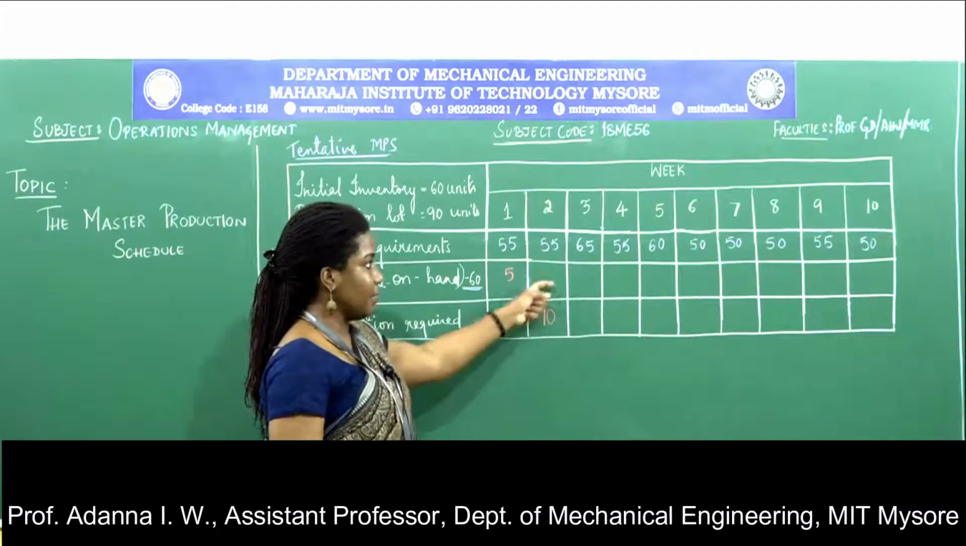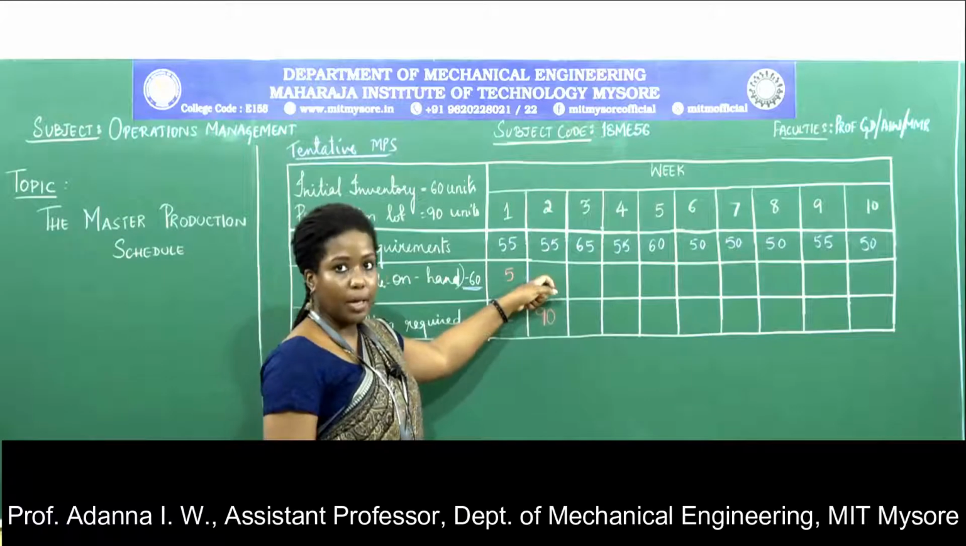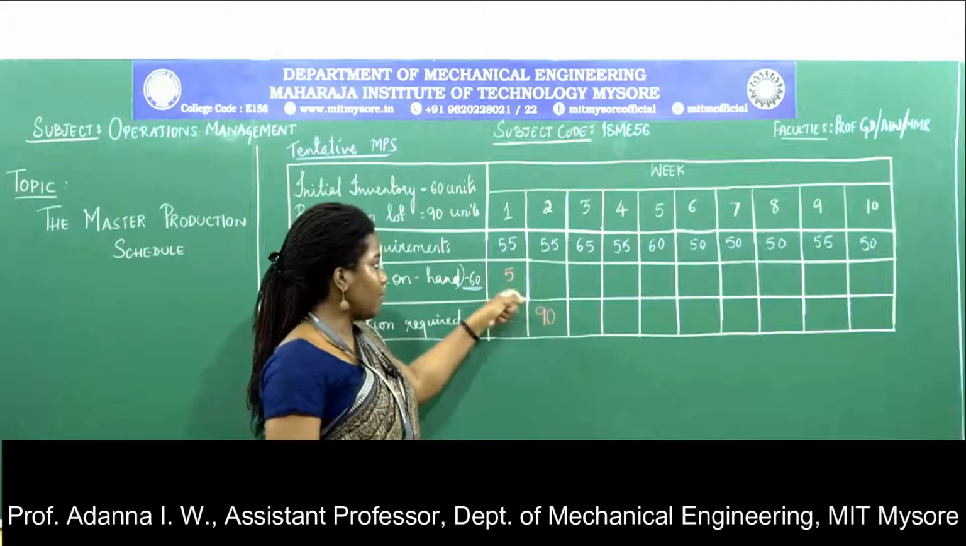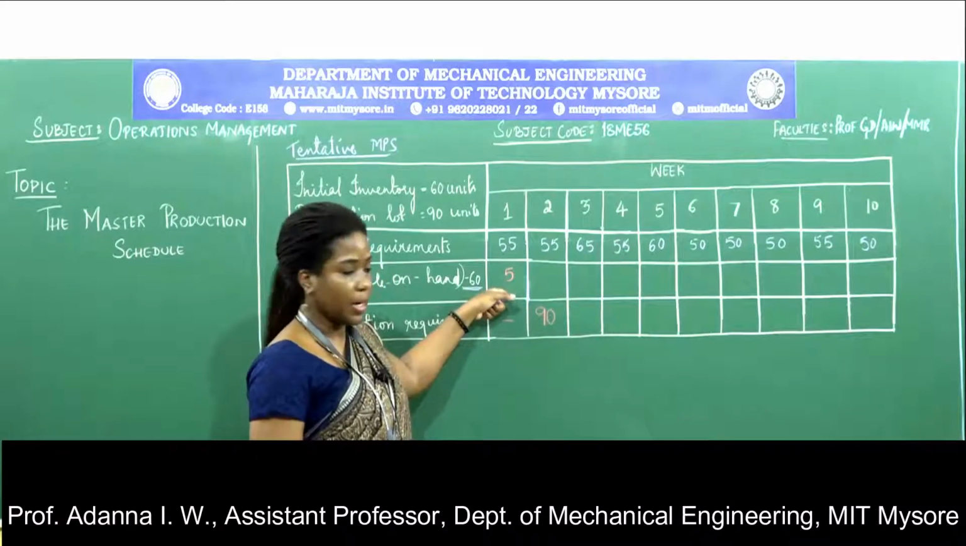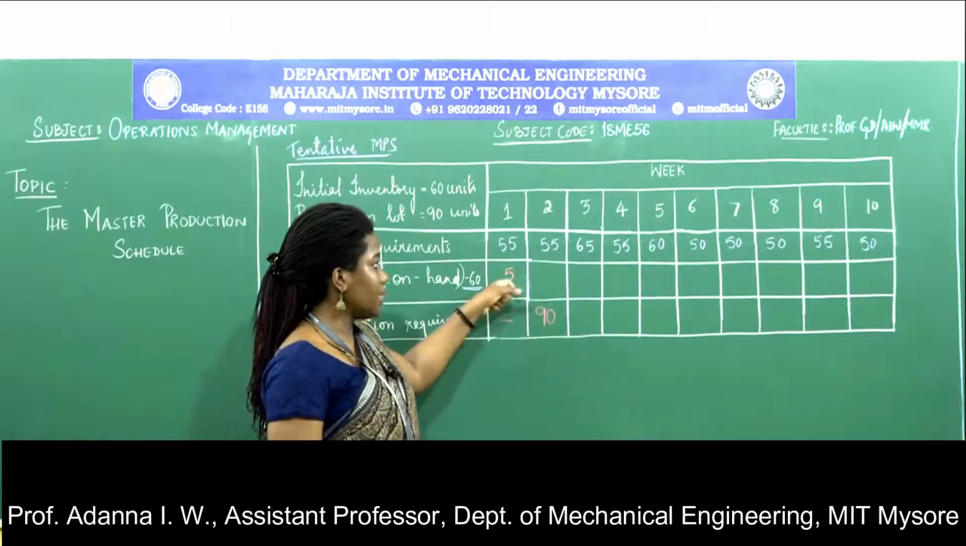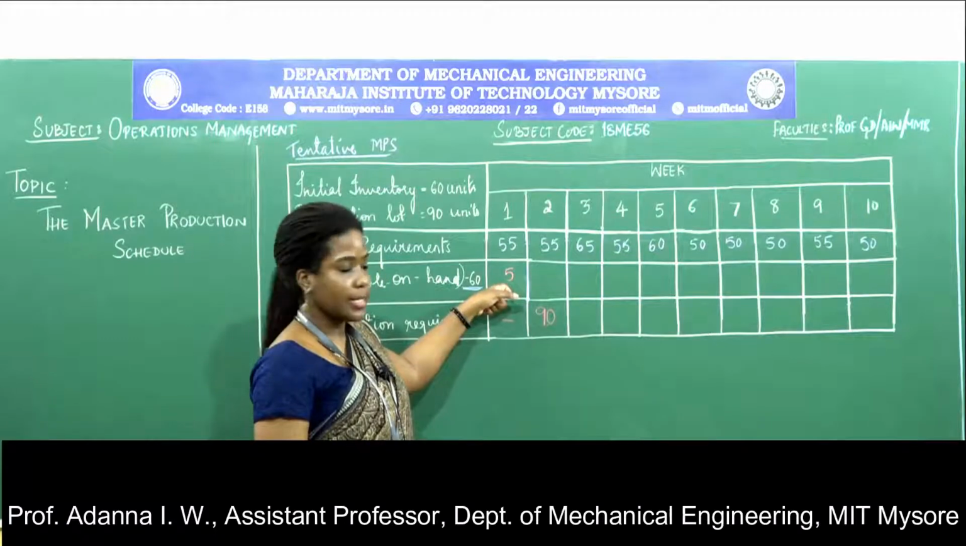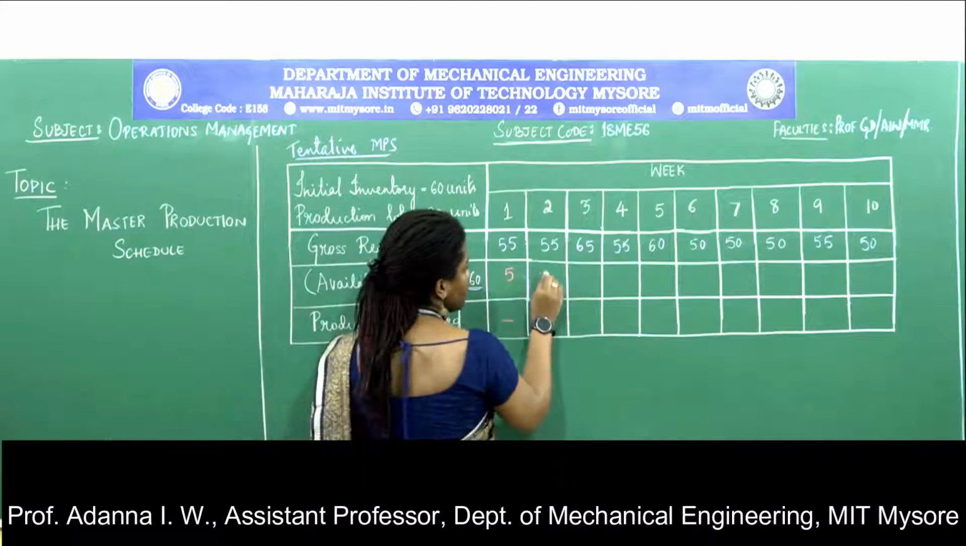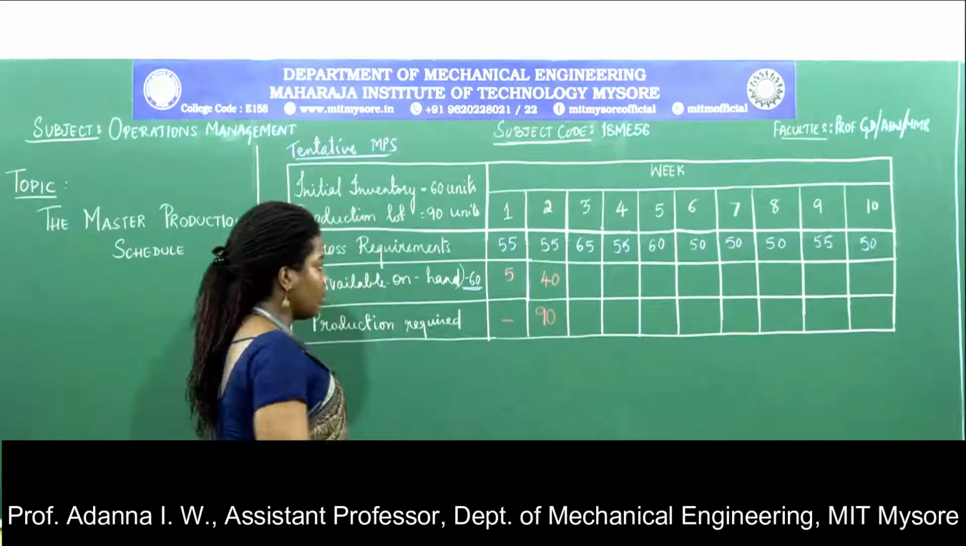So what will be the available on hand here? The available on hand will be the 90 units produced, plus the 5 units that were remaining from the previous time period, that is 90 plus 5, that is 95, minus 55. That will give us 40 units.